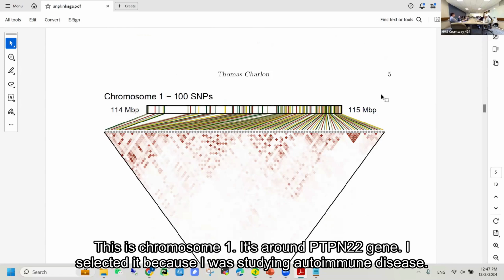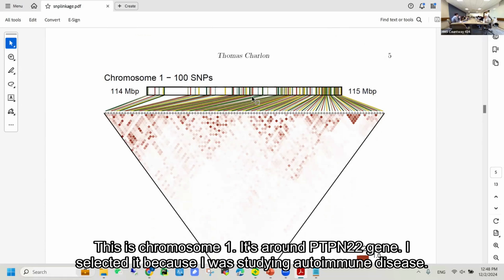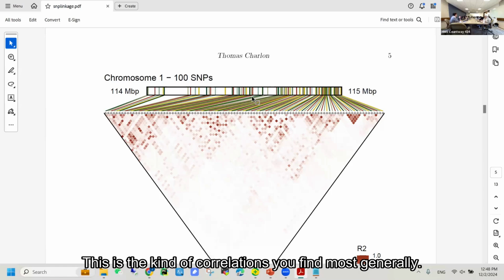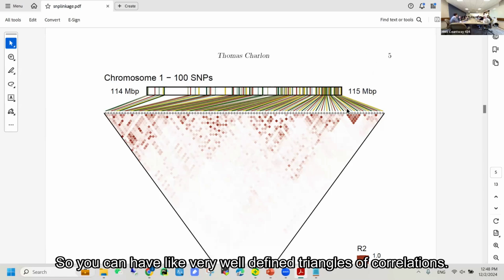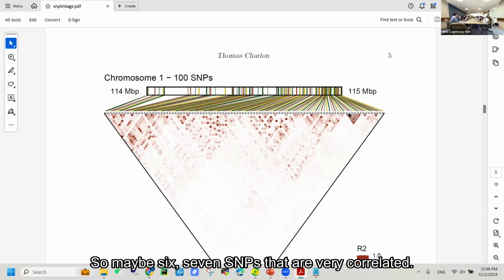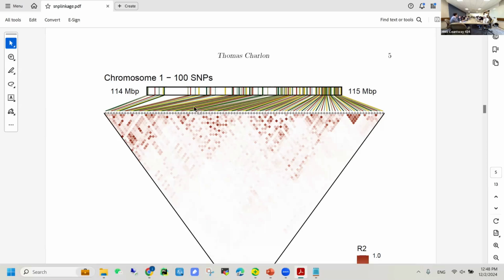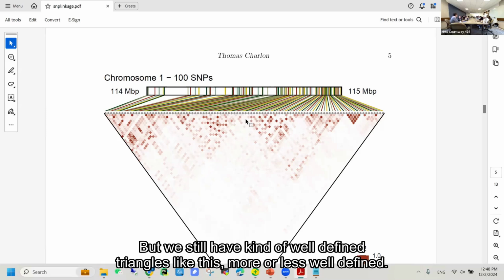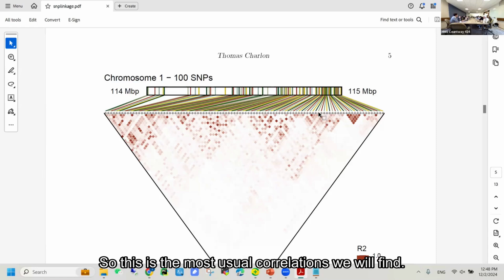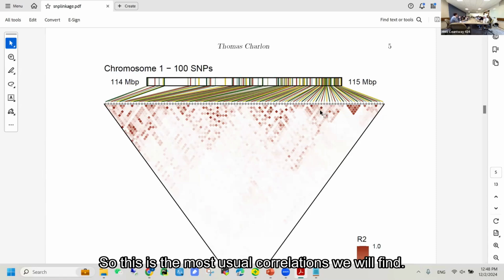This is chromosome 1. It's around the PTPN22 gene. I selected it because I was studying autoimmune disease. This is the kind of correlations you find most generally. You can have very well-defined triangles of correlations, so maybe 6, 7 SNPs that are very correlated. And we have other maybe 10 to 20 triangles, a bit less correlated, but we still have well-defined triangles like this, more or less well-defined. So this is the most usual correlations we will find.